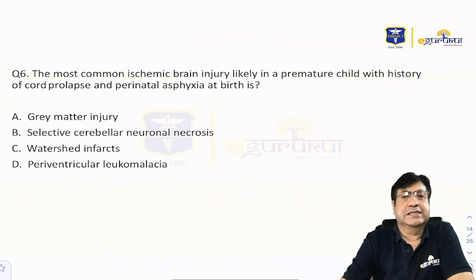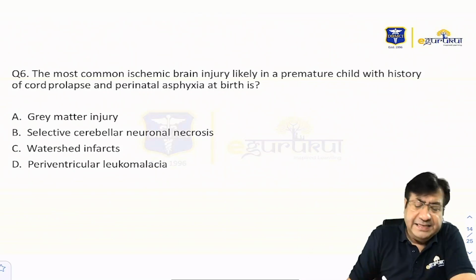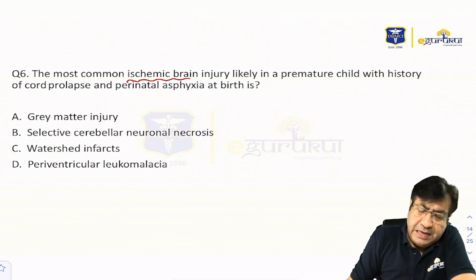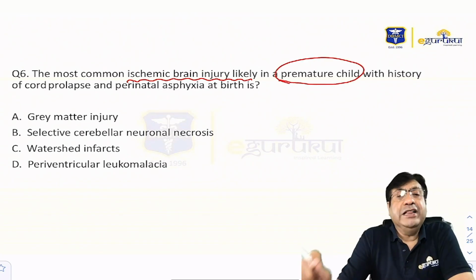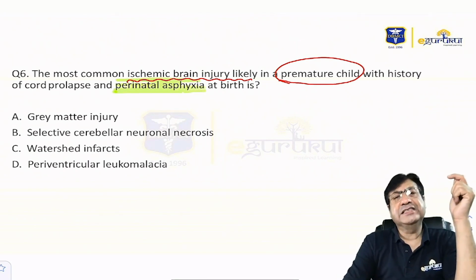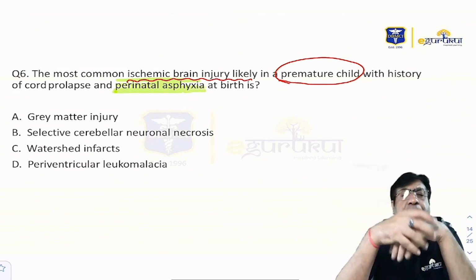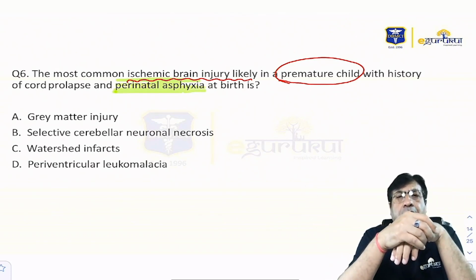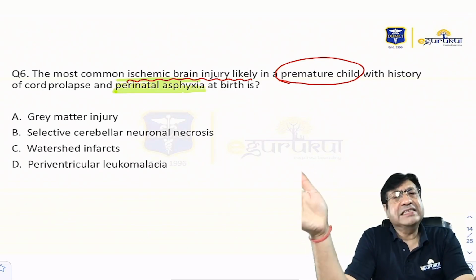Coming to question number 6. Question number 6 asks the most common ischemic brain injury which is likely in a preterm, a premature child, with a history of cord prolapse and perinatal asphyxia. What is meant by perinatal asphyxia? Perinatal asphyxia is any asphyxia which occurs during the perinatal period, starting from around 28 weeks of pregnancy, continuing till around 7 days after birth.